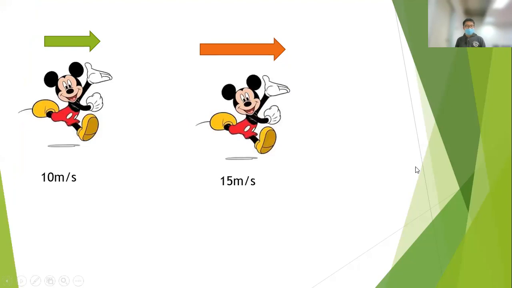Let us start with a story. Mickey Mouse is jogging in a park at a constant speed of 10 meters per second. After a few seconds, Mickey Mouse finds that a dog is chasing him. So Mickey Mouse runs faster, and the speed is higher than before, becoming 50 meters per second.